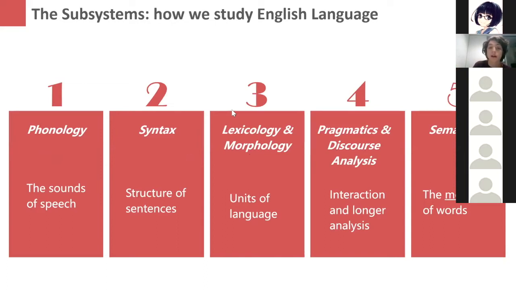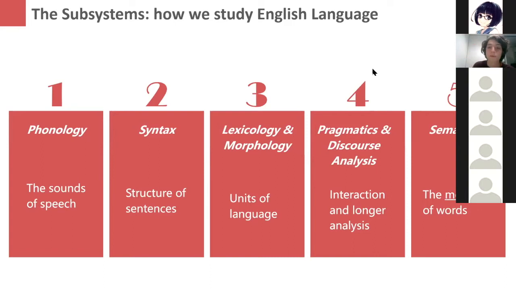Okay, third, lexicology and morphology. This one is quite confusing, but it's words and the little parts of words. So for example, in the word cats, we have one word, the word cats, but we have two bits of meaning, the cat and the little S on the end. So that little S tells you that there's more than one cat. So that's what we call a morpheme. So when we study this later, we'll see that we can break all words down into little bits, okay? Yeah, so lexicology and morphology, think of it as units of language, okay?